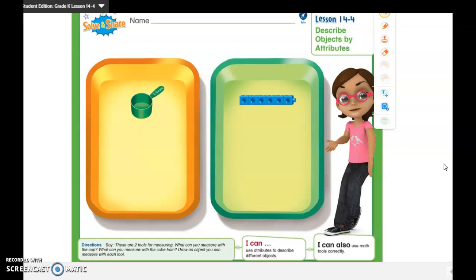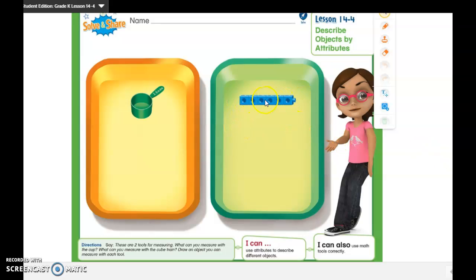Okay, so our two measurements that we have in front of us, Marta is looking at a measuring cup and a cube train. So I want you to think about what kinds of things can you use with a measuring cup? What can you use with a measuring cup? It's a good question. Well, basically you can use anything that's liquid. Anything like water, coffee, juice, tea, milk, any of those things you can use a measuring cup with.